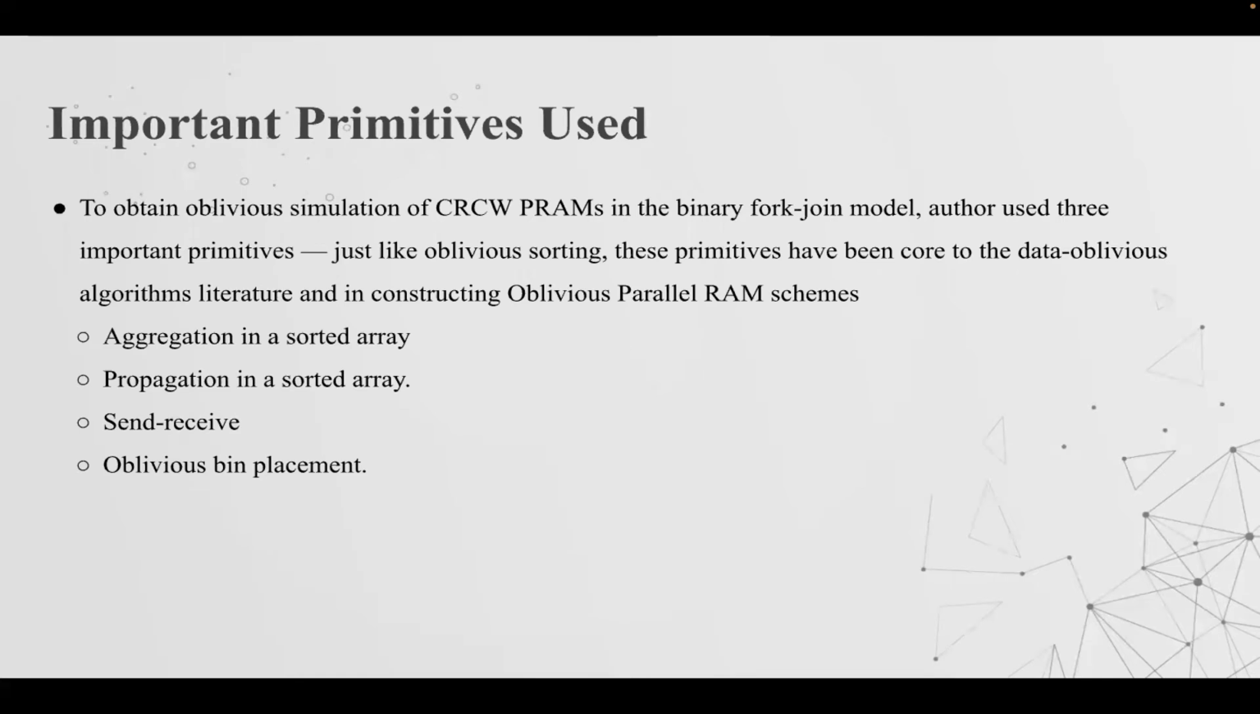There are some other primitives also used in this paper to obtain the oblivious simulation of CRCW PRAMs, just like oblivious sorting. These primitives have been core to the data oblivious algorithms literature and in constructing oblivious parallel RAM schemes. The other primitives used are aggregation in a sorted array, propagation in a sorted array, the selection method, and the oblivious bin placement.